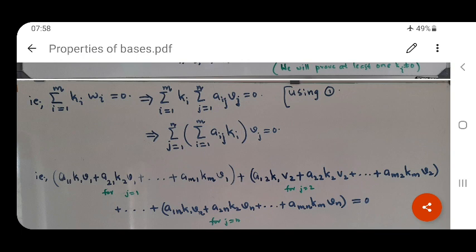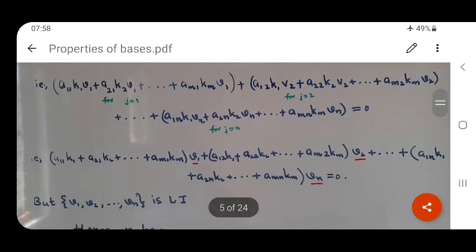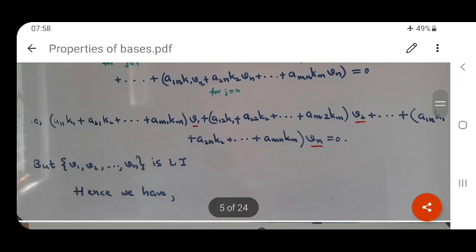Okay, so we have this expanded form of the summations in this equation. So we will get a linear combination of the vectors v1, v2, etc. vn, which is equal to 0. So we will get (a11 k1 + etc. + am1 km) into v1 plus etc. plus (a1n k1 + etc. + amn km) into vn equal to 0. But v1, v2, etc. vn is linearly independent, and therefore each of the coefficients is 0.